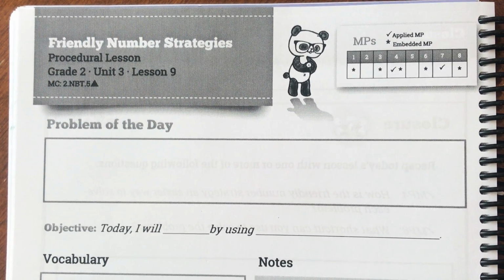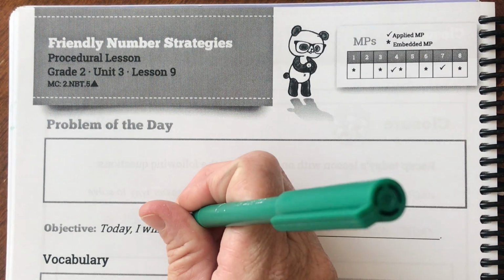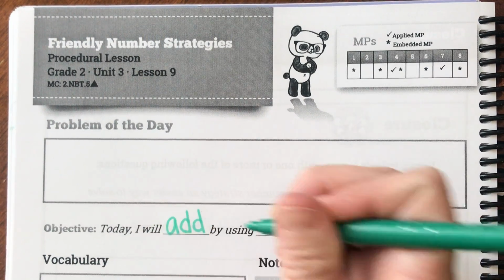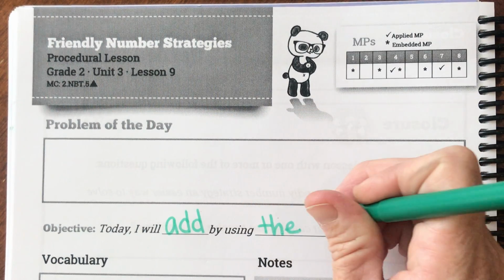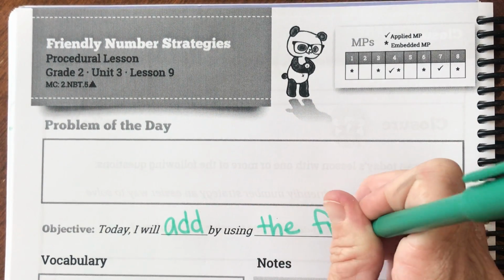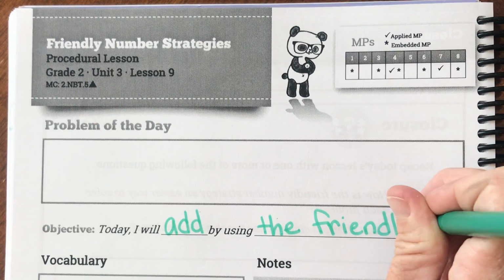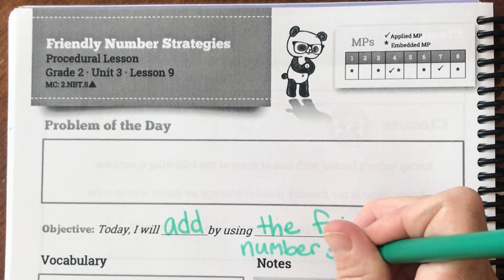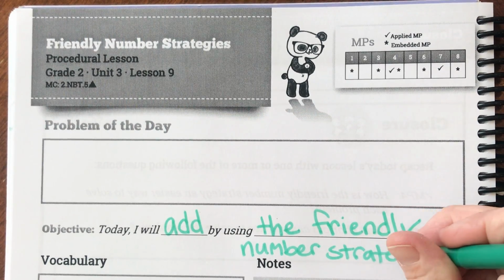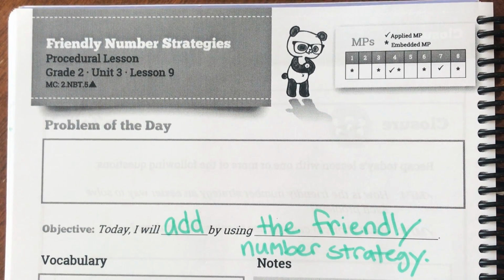Page 187 in your student journal, page 187. And our objective today is I will add by using the friendly number strategy. Okay, so our objective today is I'll add by using the friendly number strategy.